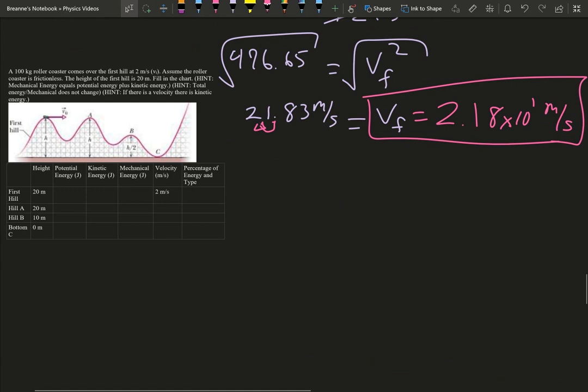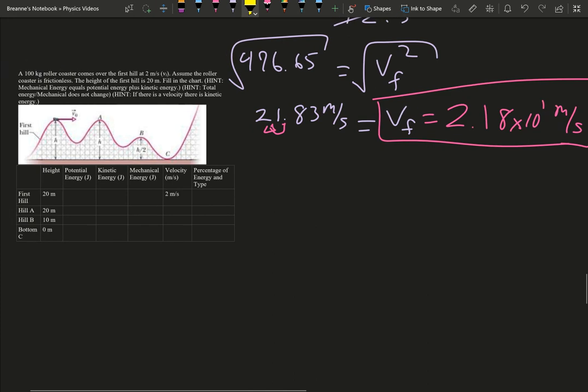So next is the roller coaster question. So we have a 100 kilogram roller coaster comes over the first hill at 2 meters per second. Assuming that the roller coaster is frictionless, the height of the first hill is 20 meters. And we want to fill out this chart. And I've given you some hints.